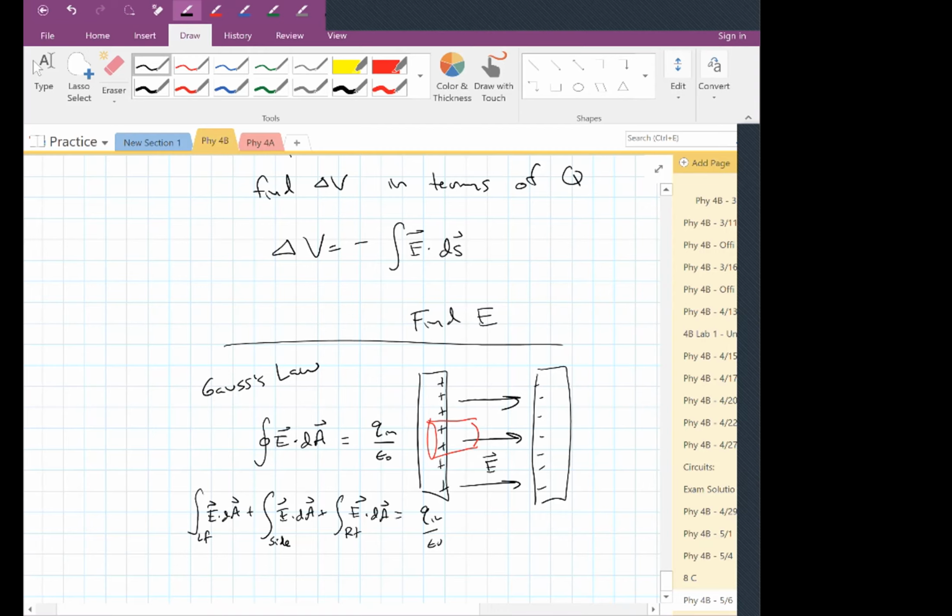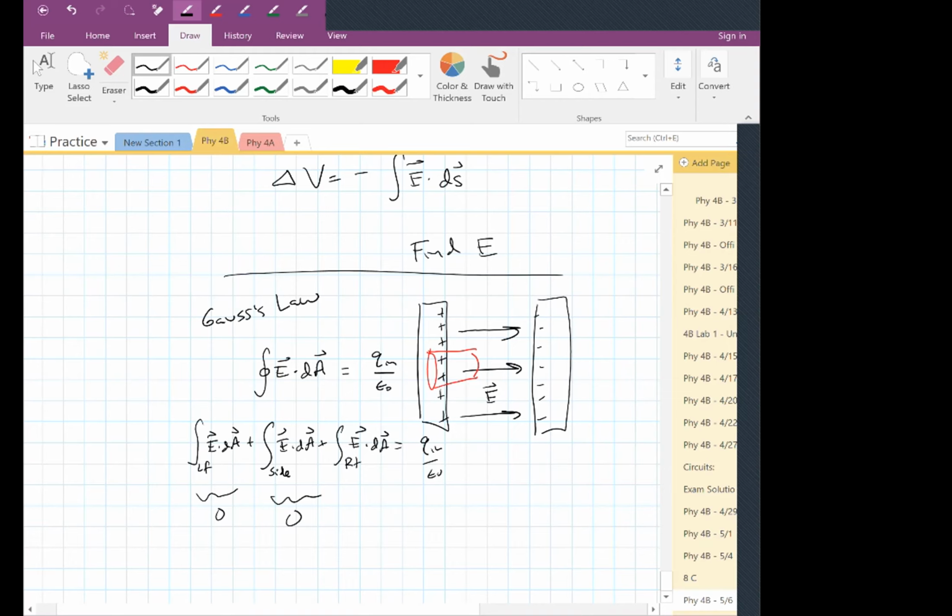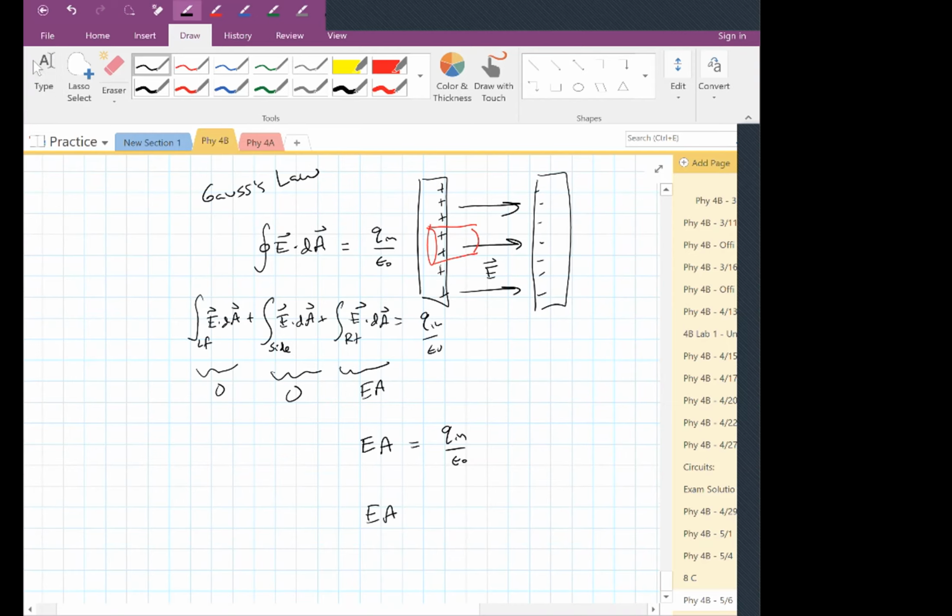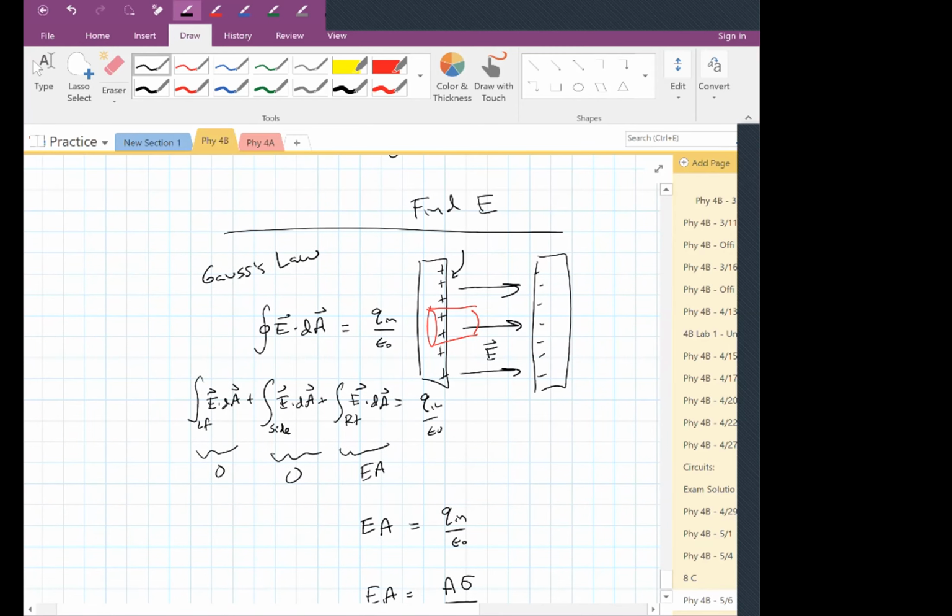Now, is there any flux through the left face? It's inside. I drew it inside of the conductor. So there's no flux through it. And there's no flux through the sides. So all I'm left with is the right face, and that's E times A. So I have E A is equal to Q in over epsilon naught. And what is Q in? It's the area times our charge density. So this is sigma, charge density.